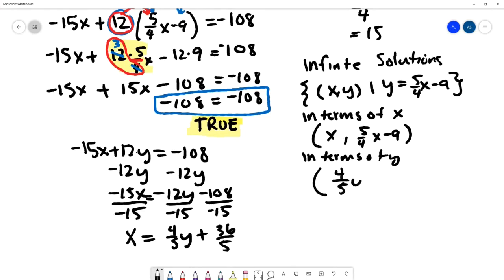4/5 y plus 36 over 5, comma y. That's 3 different ways you can write the answer. That's 4/5 y plus 36/5, comma y.